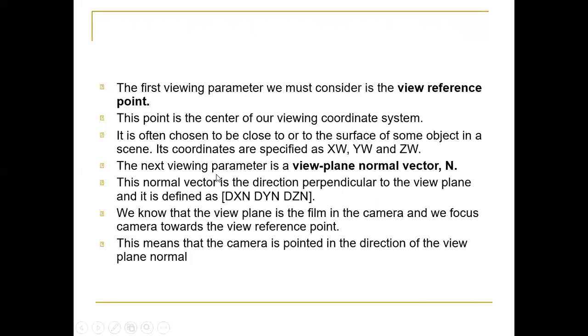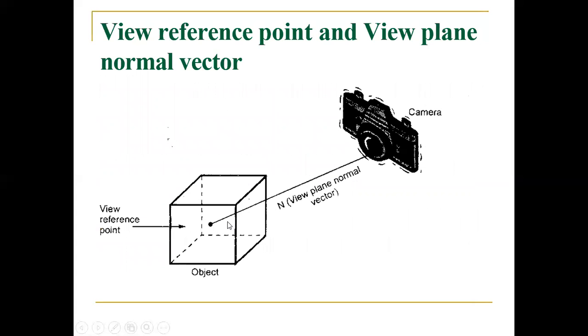The next viewing parameter we are considering is the view plane normal vector. So what is this normal vector? This normal vector is nothing but a perpendicular line which is drawn from that particular view reference point onto the view plane. So this is my view plane.